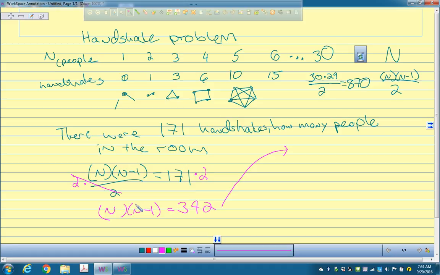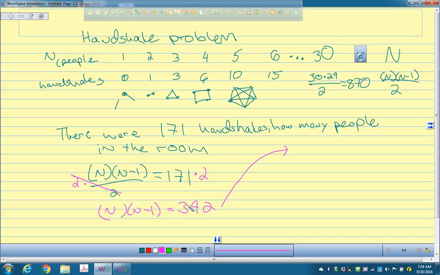Guess and check. 18 times 17, I think you're pretty close. What are they? 18 and 19. Okay? So, really algebraically, what you should do is multiply these out, get everything on the left side and factor it, but I think it's just easiest to say, because you know the numbers need to be right close to each other.